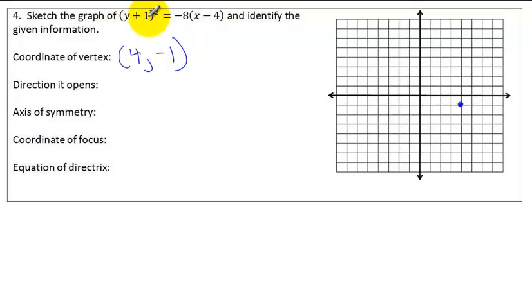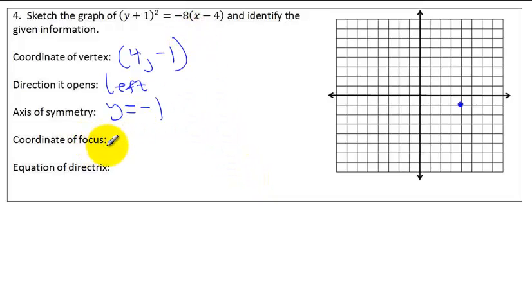And which direction does it open? Well, the y is being squared, so it's either left or right. And since the coefficient here is negative, it's opening left. Okay, that's important for where we're going to put our focus. That also means that the axis of symmetry is going to split right down. See, we're going to open something like this, in that direction. I won't graph that yet, but that means right down here on the line y equals negative 1. That's the axis of symmetry.